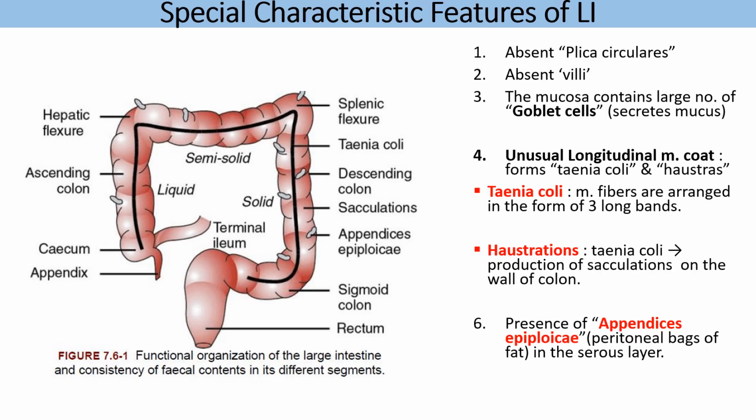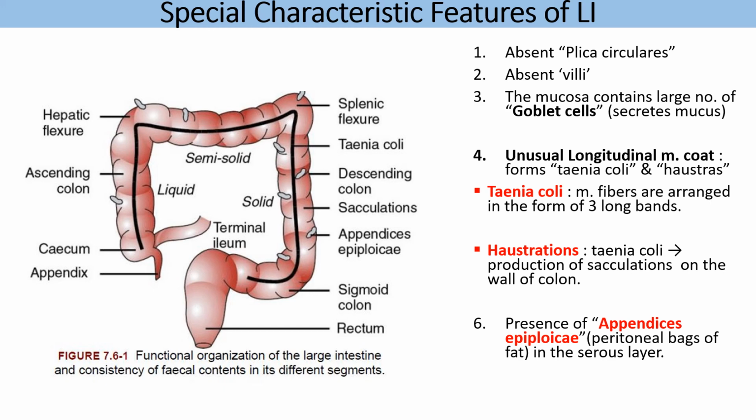The histological structure of the large intestine is similar to the general features of the small intestine, while the mucosa of the large intestine has some special characteristic features that must be known. The mucosa of the large intestine does not contain folds like that of the small intestine. It also lacks villi. The large intestinal mucosa contains a large number of goblet cells that secrete mucus.